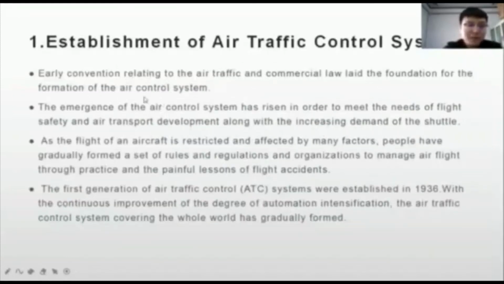For the first section, the early conventions and some commercial laws about air traffic laid the foundation for the formation of the air traffic control system. Along with the increasing demand for shuttles, and through practice and painful lessons of flight accidents, people gradually formed a set of rules, regulations, and organizations to manage air flight.